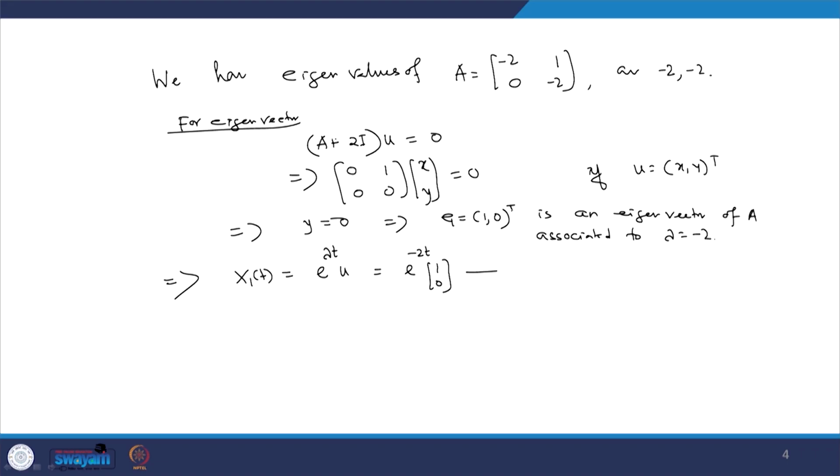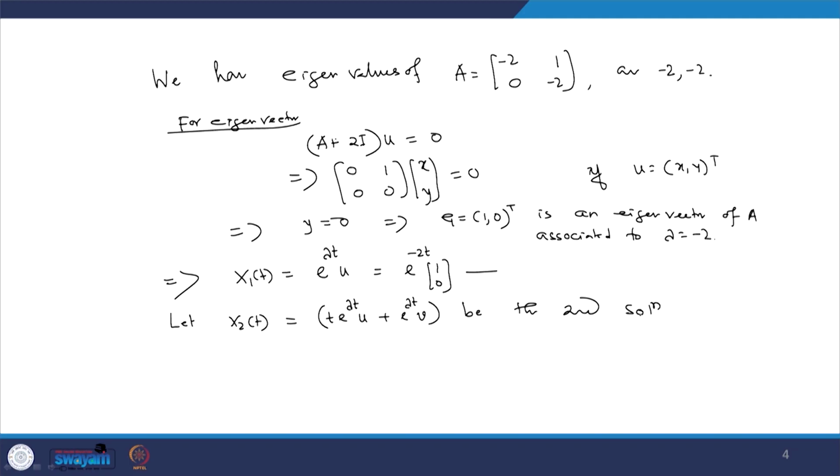So, this is one solution, but we need another solution also, which is also linearly independent, and then a linear combination of the two solutions will give the general solution of the system x dash is equal to A x. Let me consider x2(t) is equal to t e to the power lambda t into u plus e to the power lambda t into v be the second solution.